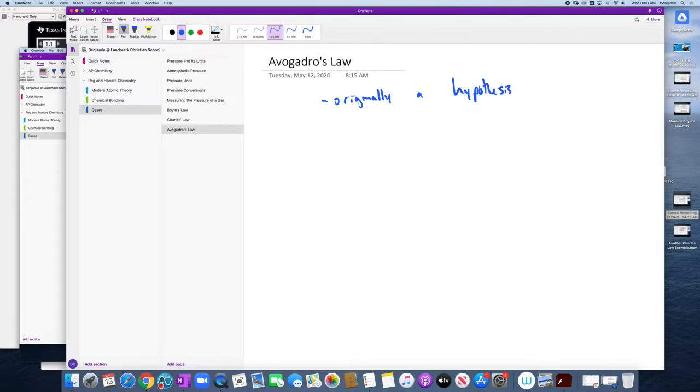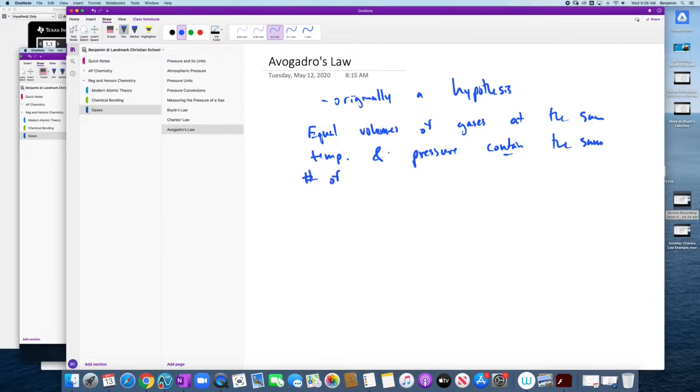Okay, and so Avogadro's hypothesis went like this: equal volumes of gases at the same temperature and pressure contain the same number of particles.